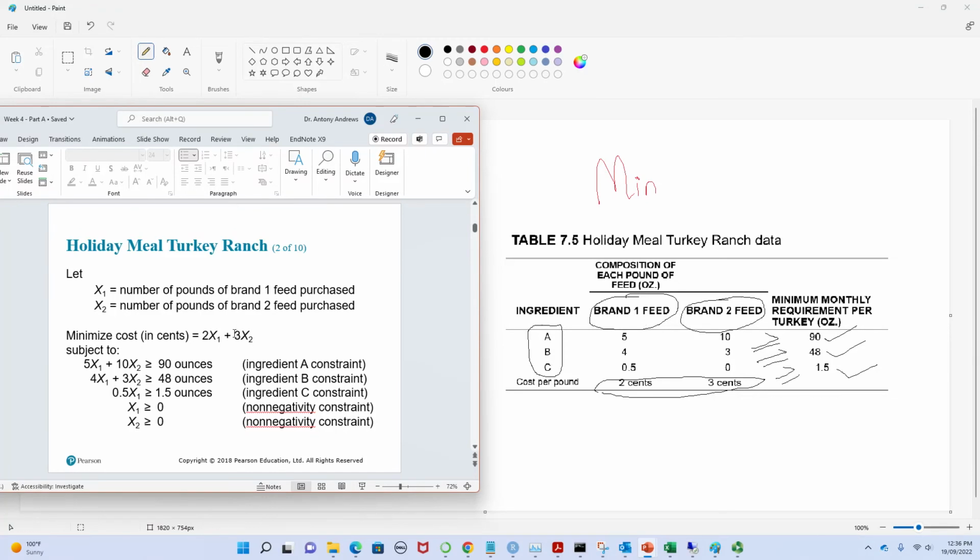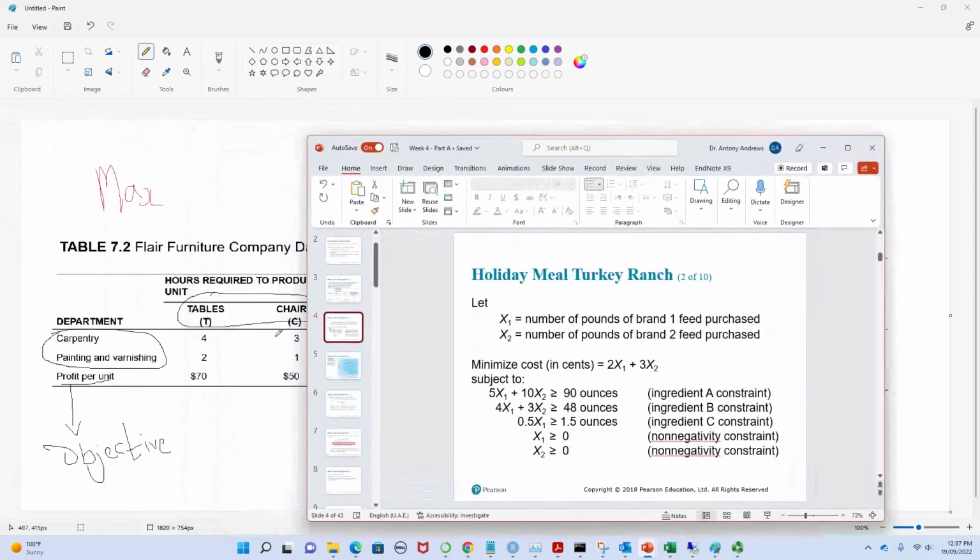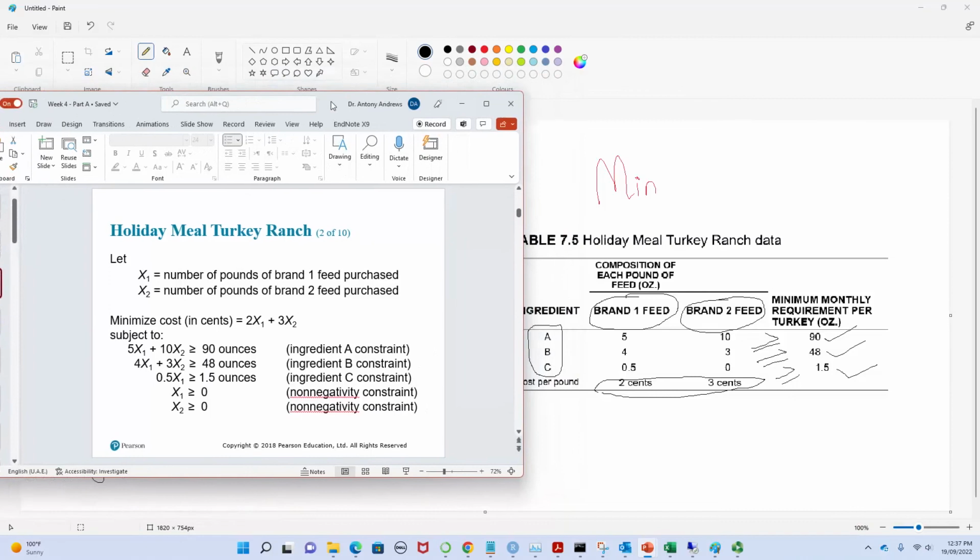Okay. Now minimize cost. So this is 2 per pound. So 2 times per pound of brand 1 feed, that is 2X1, plus 3 times X2, which is the brand 2 feed. So multiply that. So you need to minimize this cost. So remember, in your maximization, you need to maximize the profit. It's completely opposite. You need to minimize it.